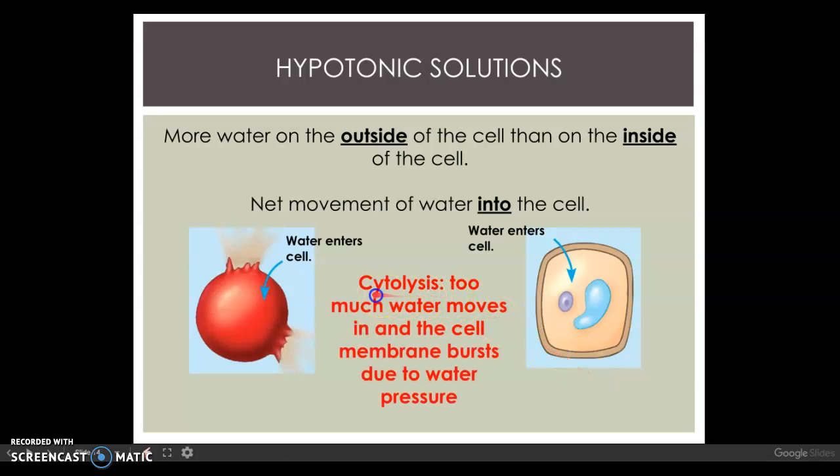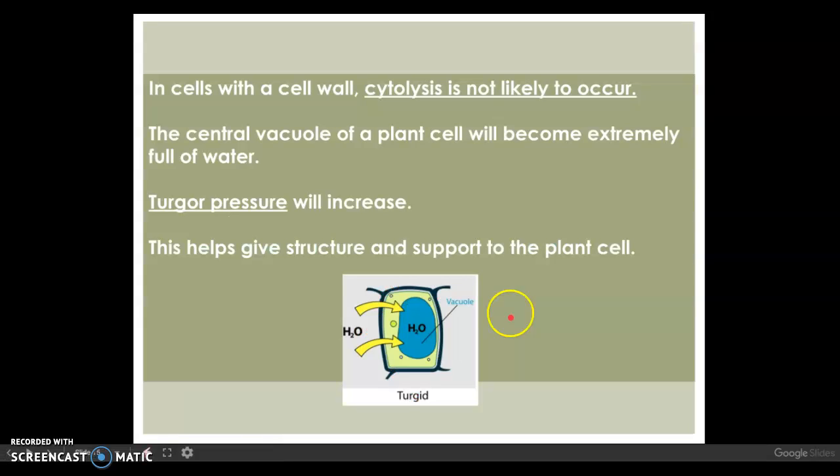Sometimes we can go through a process called cytolysis, which is when too much water will move in and the cell membrane will burst due to water pressure. This is called lysis. Okay, so lysis is when a cell bursts. So animal cells can burst. Plant cells don't often burst. Okay, they have a cell wall.